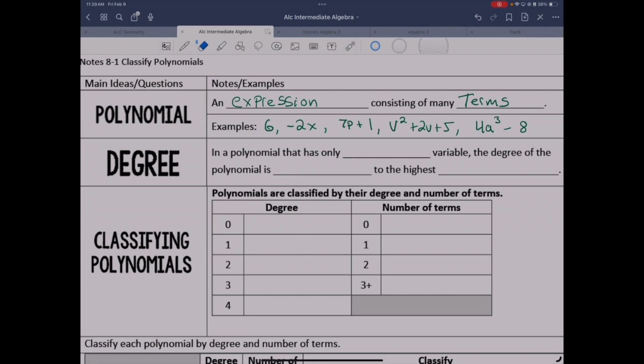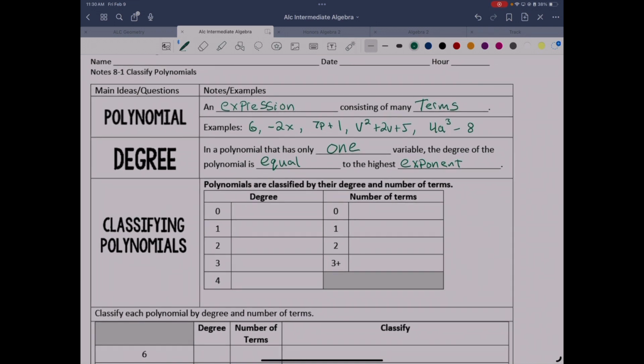Now, a degree. In a polynomial that has only one variable, the degree of the polynomial is equal to its highest exponent.